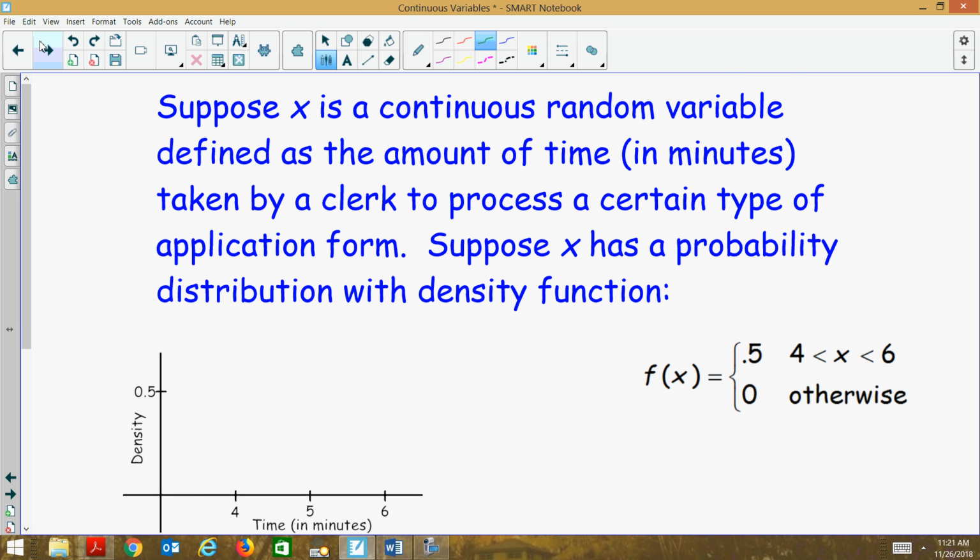Okay, suppose x is a continuous random variable defined as the amount of time in minutes taken by a clerk to process a certain type of application form. Suppose x has a probability distribution with a density function as follows. So f of x is equal to 0.5 when it's between 4 and 6. Given that f of x is just equal to a constant, this means that this is uniform, okay? And if it's uniform, that means that we just draw a line segment from 4 to 6. Pretty simple right there, okay?